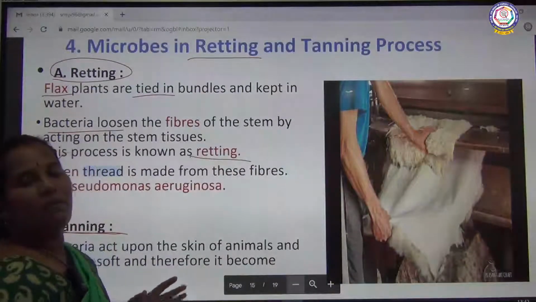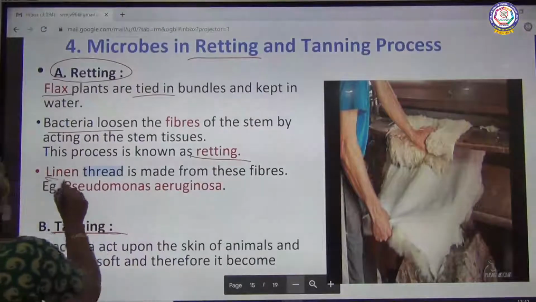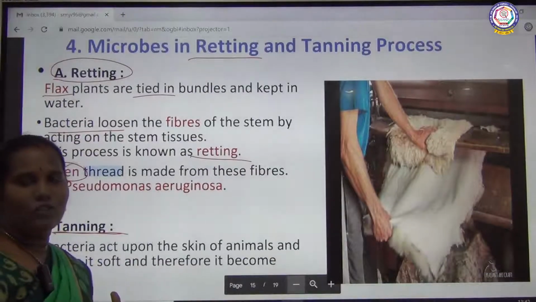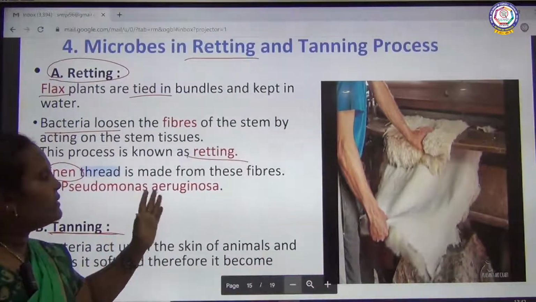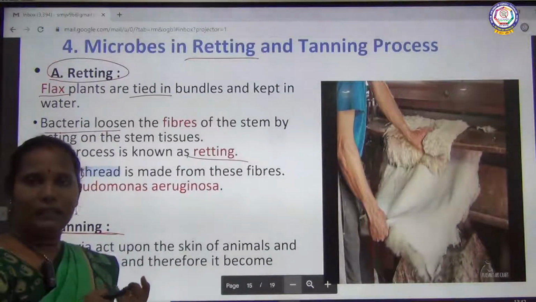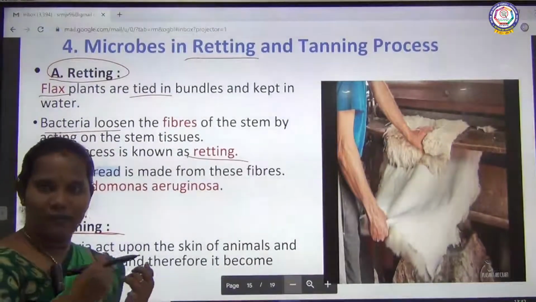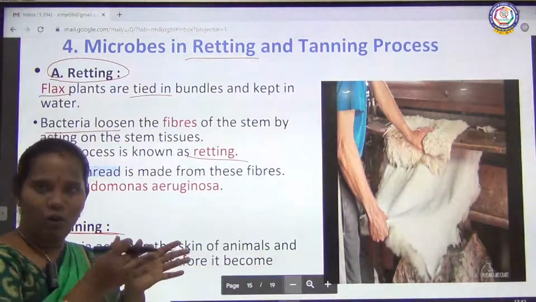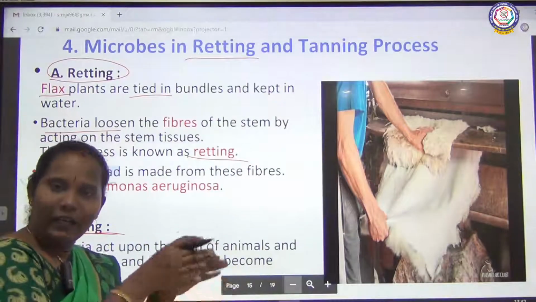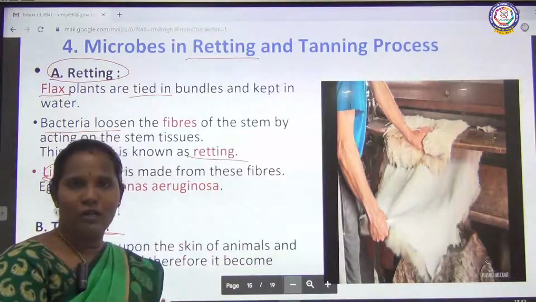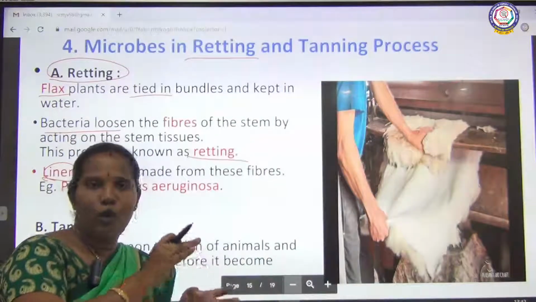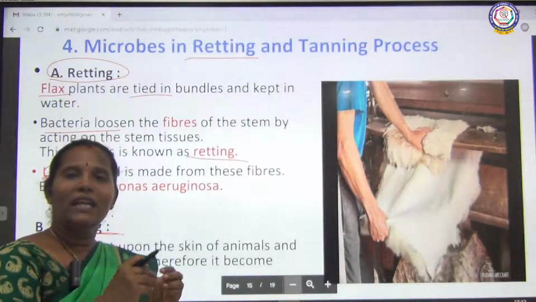The best example of the retting process is linen cloth. Nowadays we are using linen sarees and linen clothes. This linen thread is the best example of retting. Another one we know very well is coconut fibers. The coconut shell is soaked in water, and after that some microbes are allowed to grow on it. Then it will be easy.